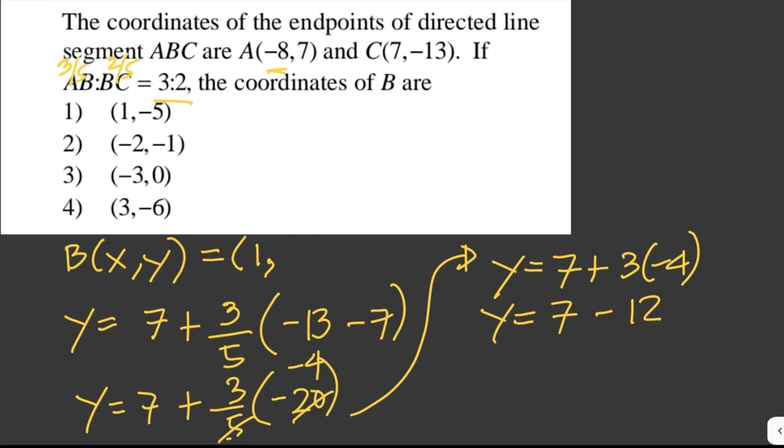7 minus 12. So this is negative 5. Therefore, the coordinates of point B are (1, -5). So the answer here is 1.